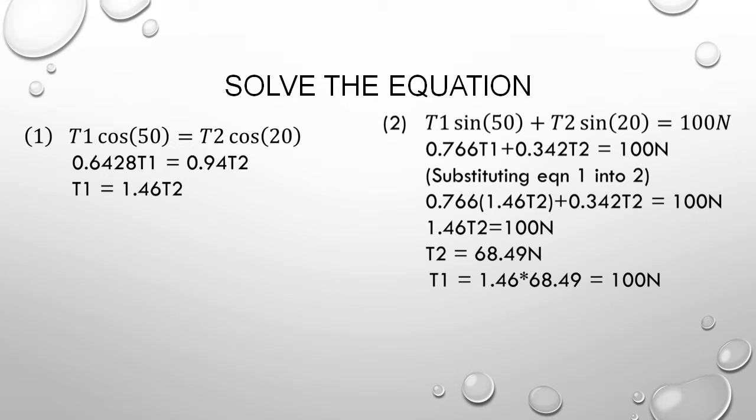So now let's solve this equation. We know that T1 cosine 50 equals T2 cosine 20 degrees, which, when you solve the cosines, gives 0.6428 T1 equals 0.94 T2. And here you could see that T1 equals 1.46 T2. Remember this, and then let's look at equation number 2. T1 sine 50 degrees plus T2 sine 20 degrees equals 100 newtons. If we solve for that, we get 0.766 T1 plus 0.342 T2 equals 100 newtons.